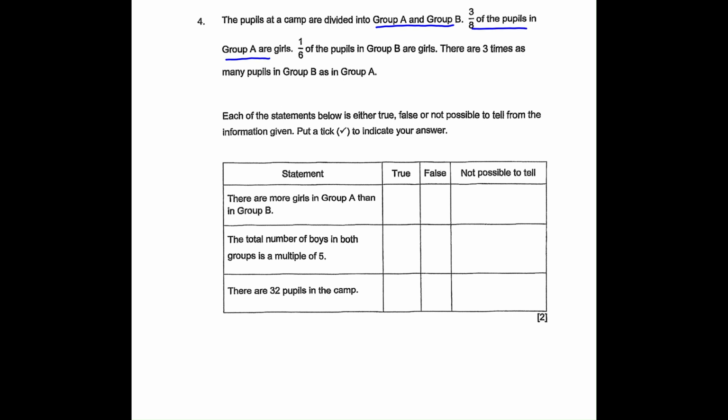Okay, let's move on to question 4. The pupils at a camp are divided into group A and group B. 3/8 of the pupils in group A are girls, whereas 1/6 of the pupils in group B are girls. So we can write down 2 separate ratios for group B and group A. Group A, they say that 3 out of 8 of the pupils are girls.